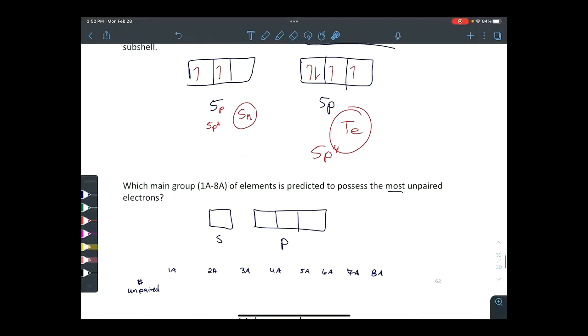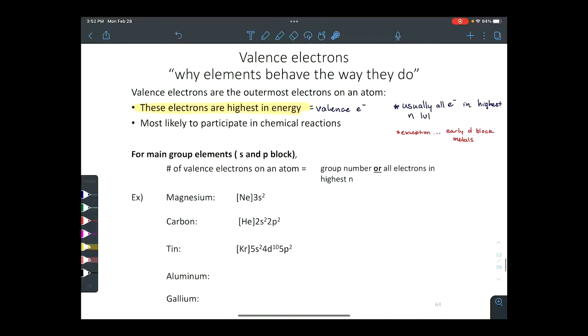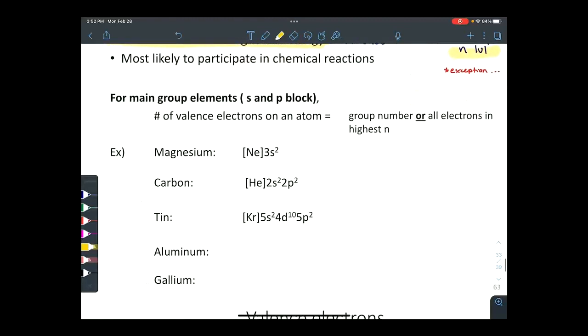All right, so that's like a hint into the next slides. Valence electrons, it's the reason why elements behave the way they do. These are the electrons that are highest in energy. Usually, like 9 times out of 10, it's all of the electrons that are in the highest N level that are your valence electrons. If you write out your electron configuration, you can count how many electrons there are. So for example, for a lot of the main group elements like your S and your P block, the number of valence electrons is actually your group number. Right, so let's look at it.